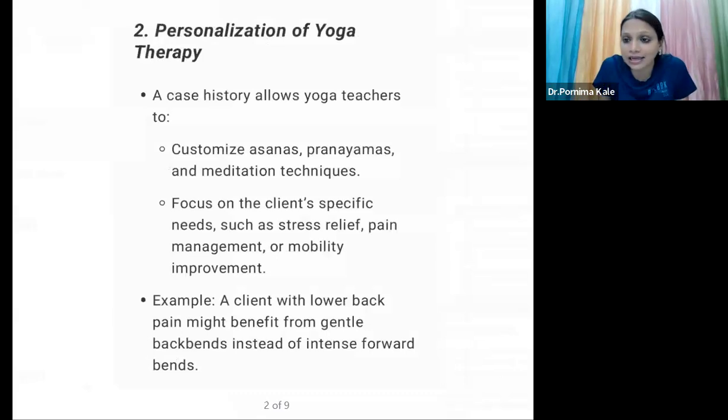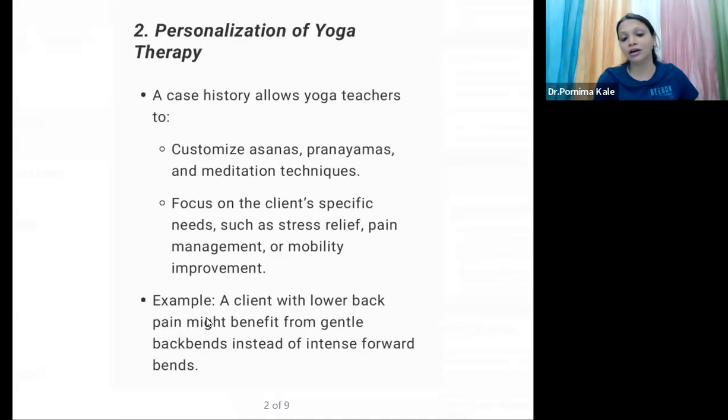Second point will be personalization of yoga. See, there are two people with the same disease: I am a thyroid patient and X person is also a thyroid patient. But when you take a detailed case history, physical, mental and social, सभी चीजें आपको जब पता चलेंगी, then you can create different case histories and different therapy planning for both. So you can plan therapy for both patients differently. That is why we need details of case history taking.